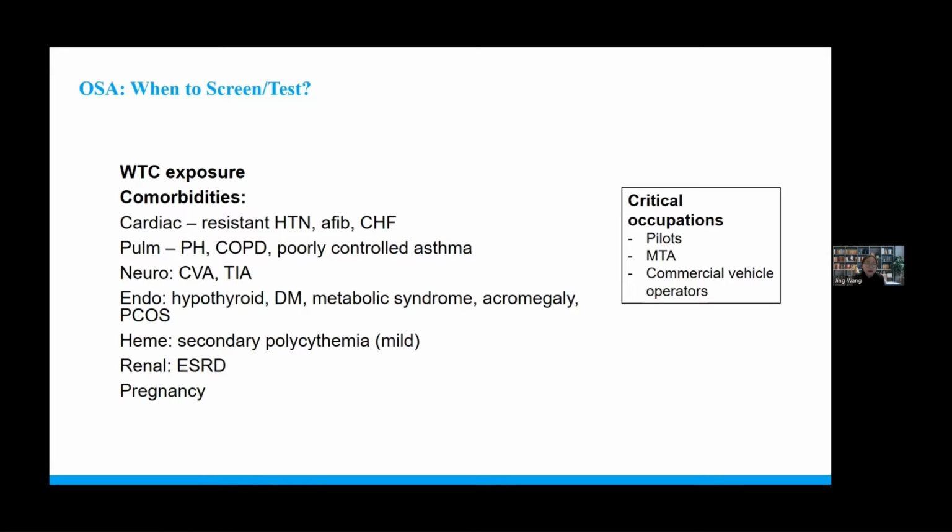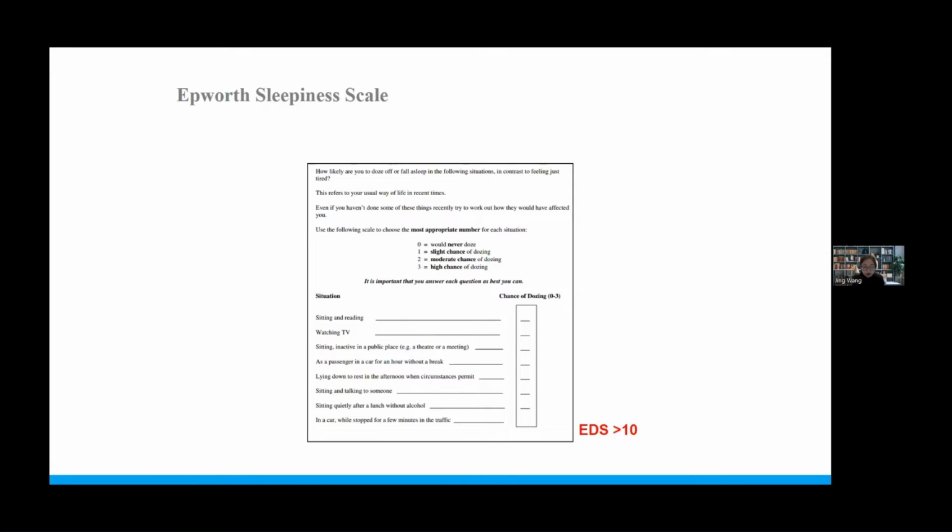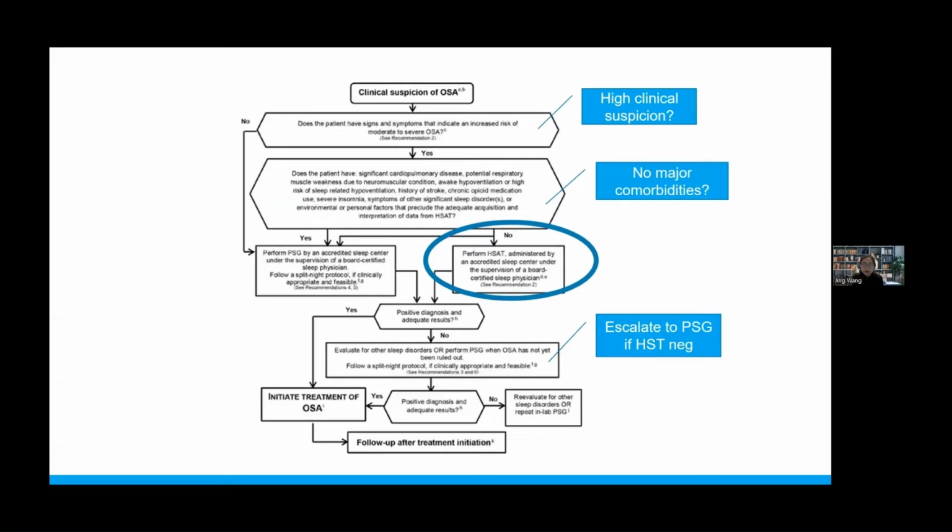Okay. So here is the Epworth scale. I think this is probably very familiar to the group already, but it's an objective way to quantify a subjective symptom of sleepiness. Technically, an Epworth score of greater than 10 is considered excessive daytime sleepiness.